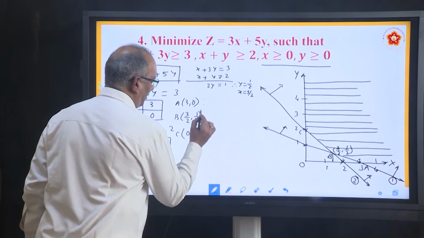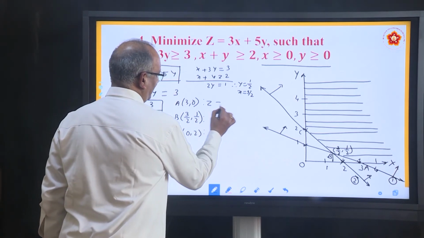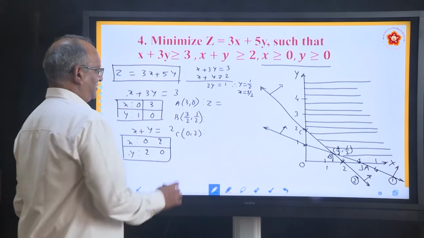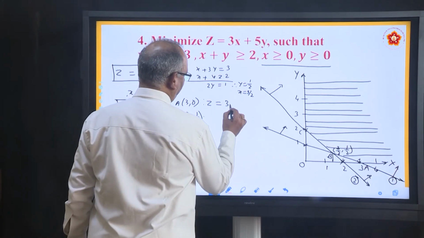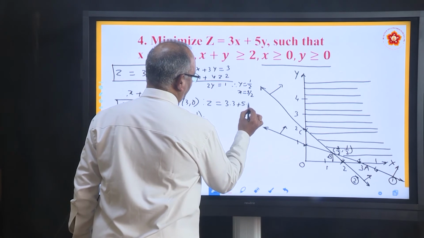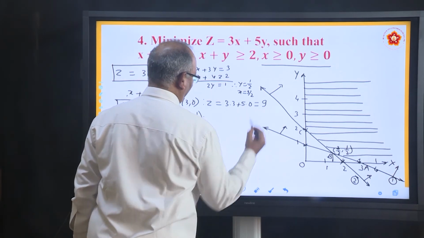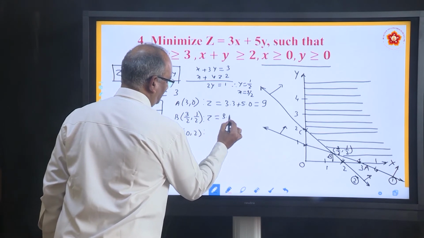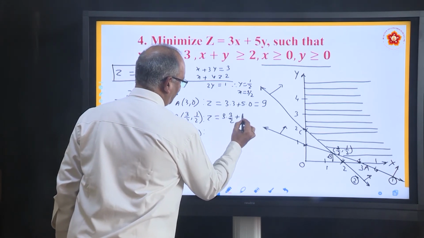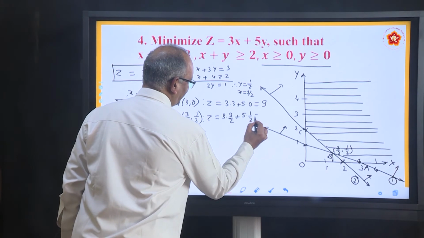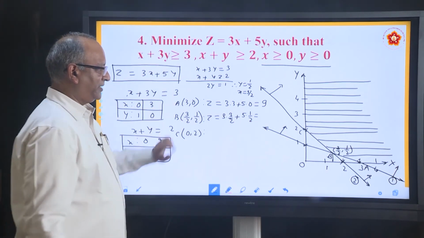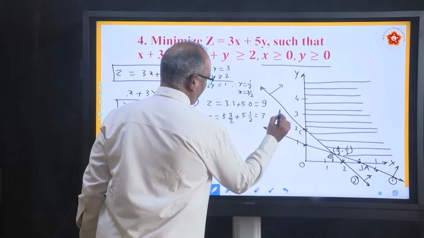In each case now find out z. What was z? 3x plus 5y. So substitute there. So you will get 3 into 3 plus 5 into 0 equal to 9. At this point what is z? It is 3 into 3 by 2 plus 5 into 1 by 2. What is 3 into 3 by 2? It is 9 by 2 plus 5 by 2, 14 by 2, which will give you 7.